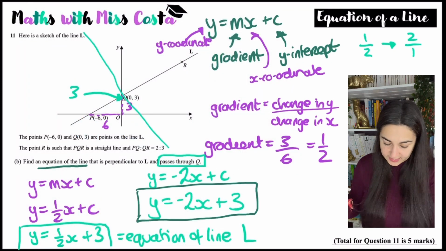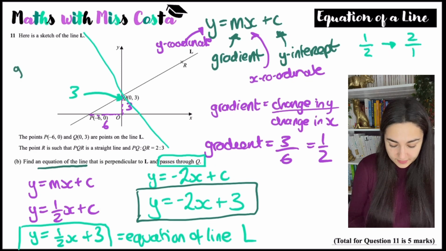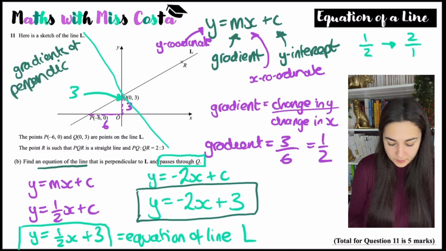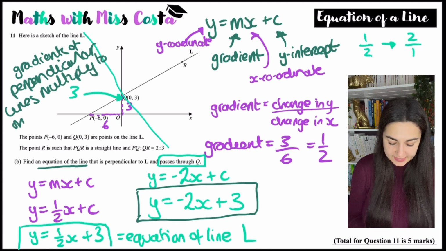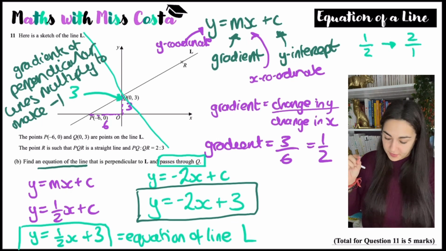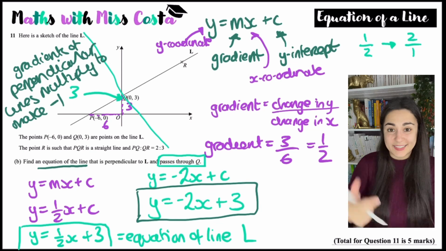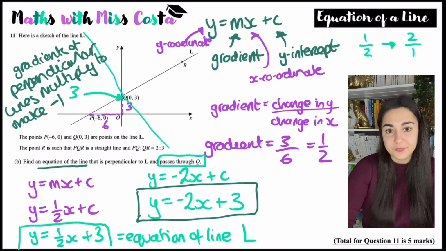And the key thing to know here is the gradients of perpendicular lines multiply to make negative 1. So either remember that or remember that they are the negative reciprocal. So you flip it and stick a negative sign in front of it.